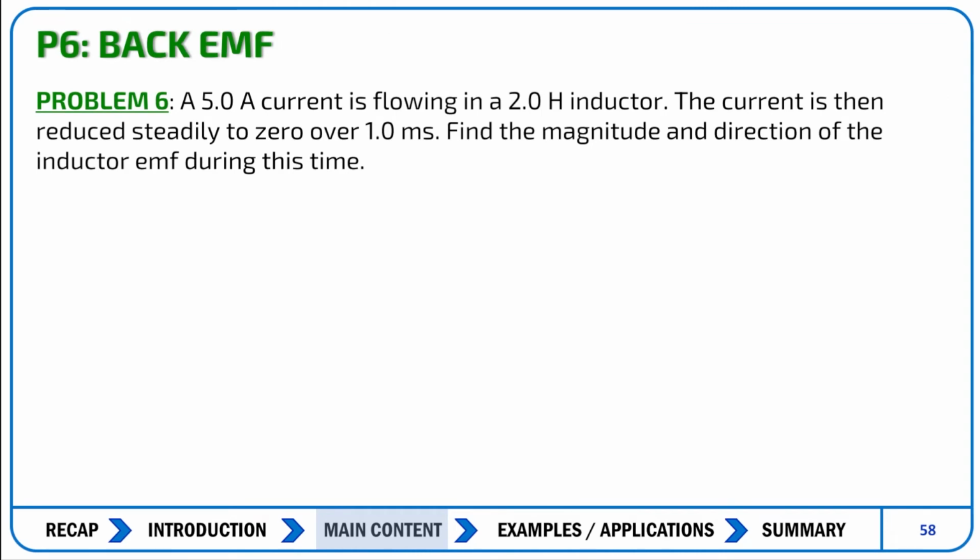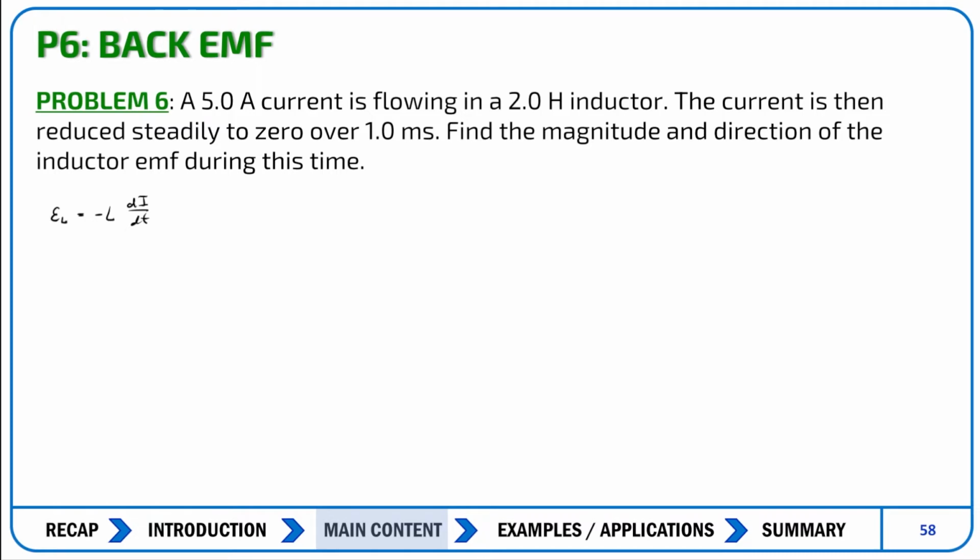Okay, in problem 6, a 5.0 amp current is flowing in a 2.0 Henry inductor. The current is then reduced steadily to 0 over 1 millisecond. Find the magnitude and direction of the inductor EMF during this time. So the equation for the inductor EMF is epsilon L equals negative L di over dt.